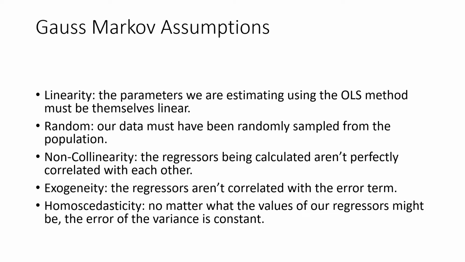You haven't used any kind of specification or any kind of bias for picking the samples. Next, we have the non-collinearity assumption. It means that the regressors being calculated aren't perfectly correlated with each other. You know what correlation is? It means a kind of association between two variables. So here we assume that there is no perfect correlation. Then we have to meet the assumption of exogeneity. That means that the regressors are not correlated with the error term.